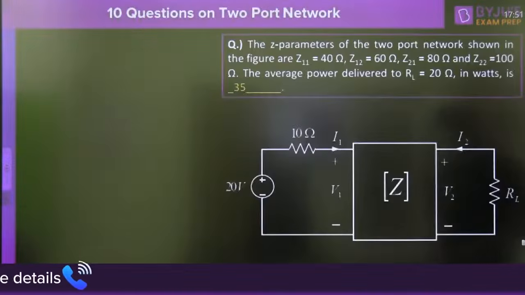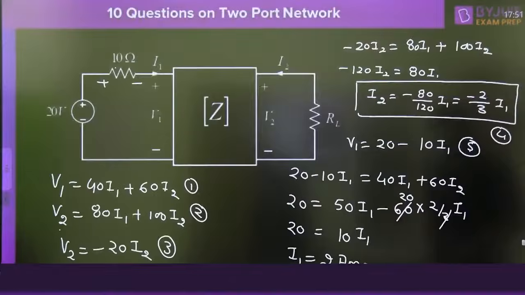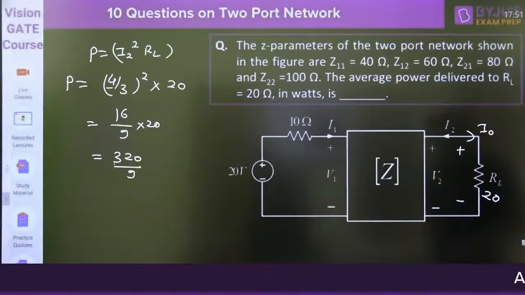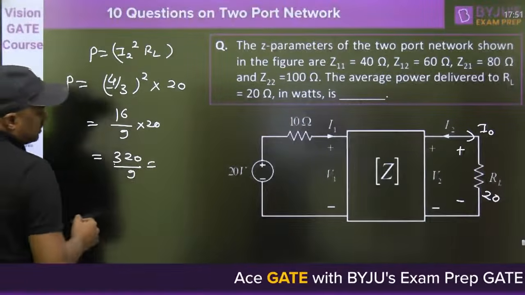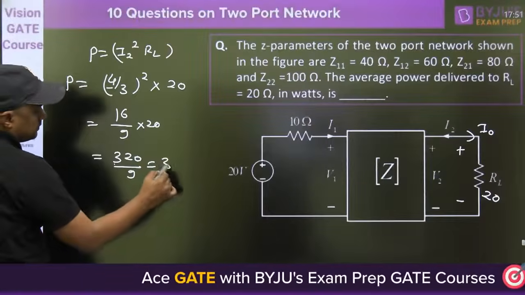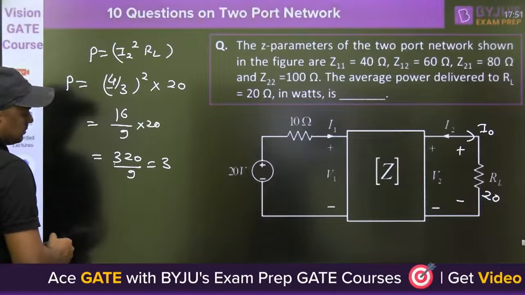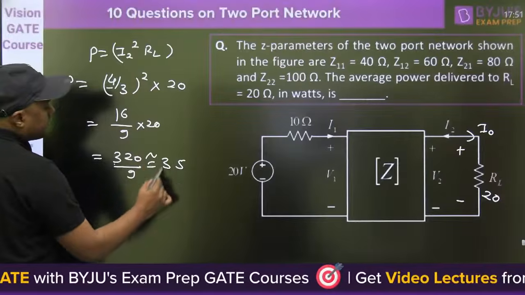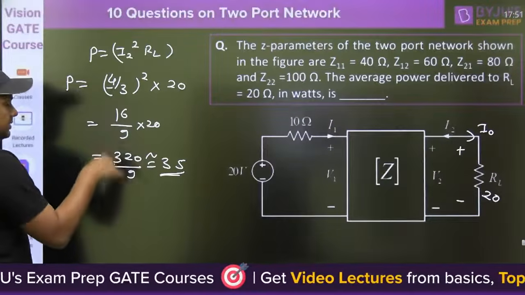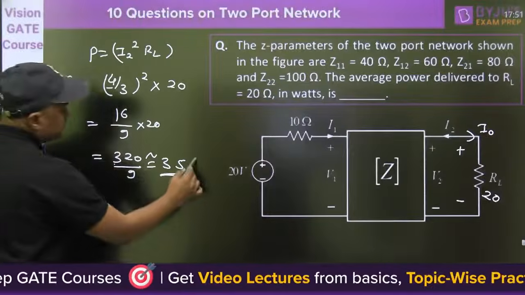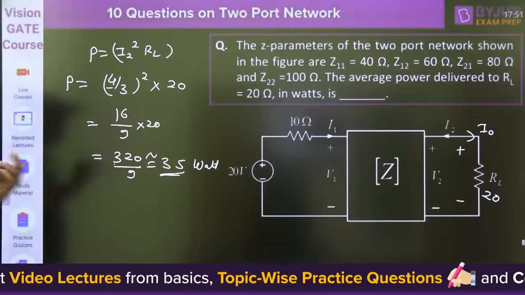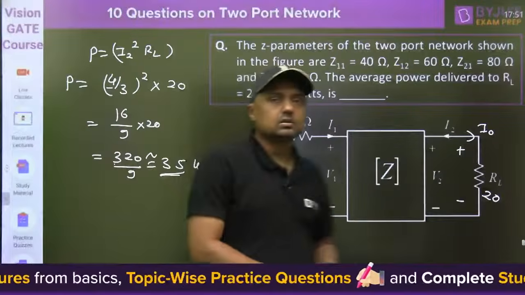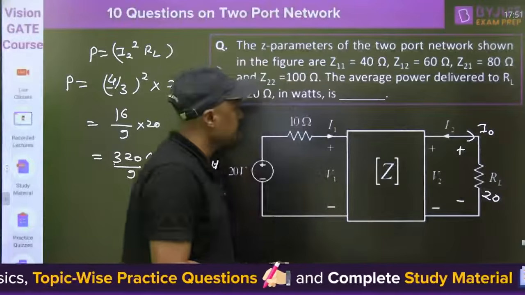What is the answer? It is given, nearly equal to 35. We are getting 320 by 9, I think it is 35. Yes, nearly equal to 35. We are getting the same answer. Yes, this is 320 divided by 9 watt. 35.55 something, that is the answer. Yes, 35.55 is the answer.